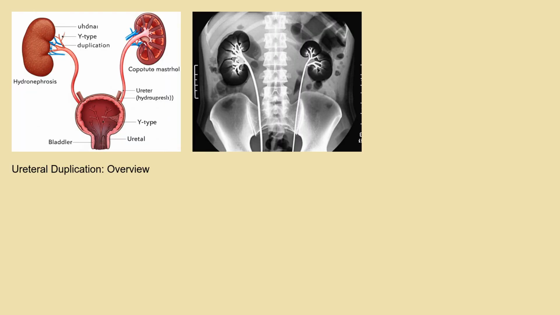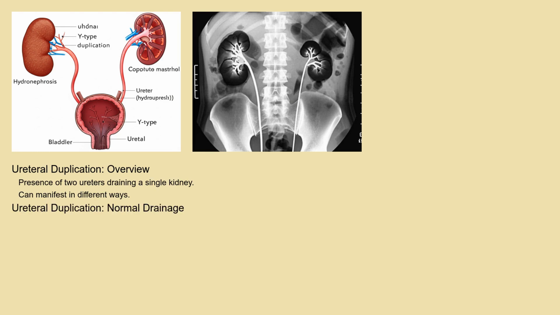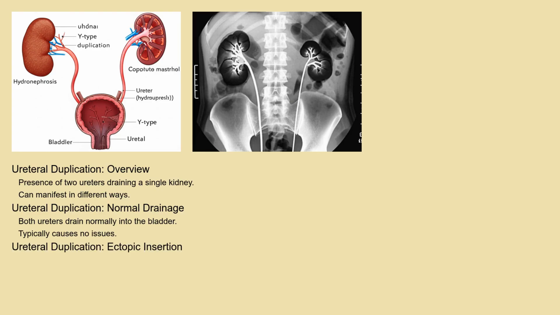Ureteral duplication leads to the presence of two ureters draining a single kidney. This can manifest in several ways. In some cases, both ureters drain into the bladder normally, causing no issues. However, in others, one ureter might insert ectopically, meaning it drains into an abnormal location such as the urethra, vagina, or even the vas deferens in males. This ectopic insertion can lead to vesicoureteral reflux, where urine flows backward from the bladder into the ureter and kidney, increasing the risk of urinary tract infections and kidney damage. Furthermore, a duplicated system can be prone to obstruction if one ureter is narrowed or blocked, causing hydronephrosis, or swelling of the kidney due to a buildup of urine.